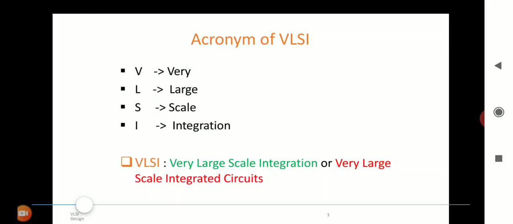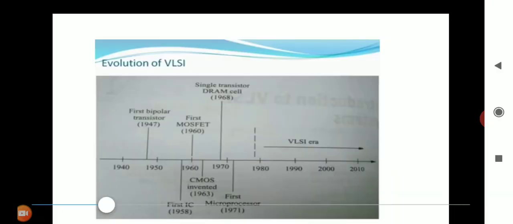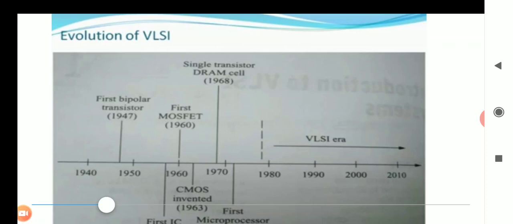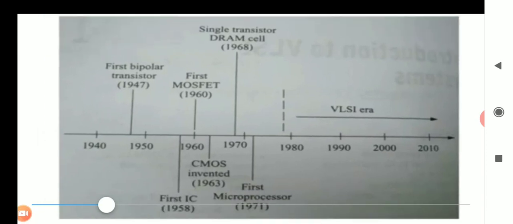Here, next, the acronym of VLSI. VLSI full form is very large scale integration, or very large scale integrated circuits. Now this is the evolution of VLSI, you will see the graph like this.